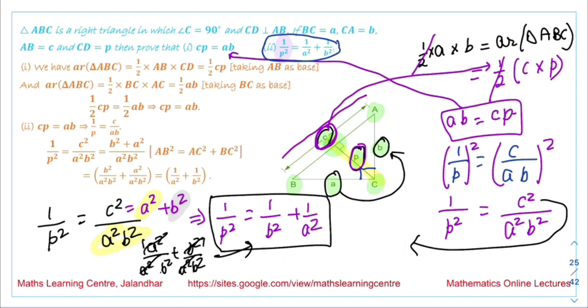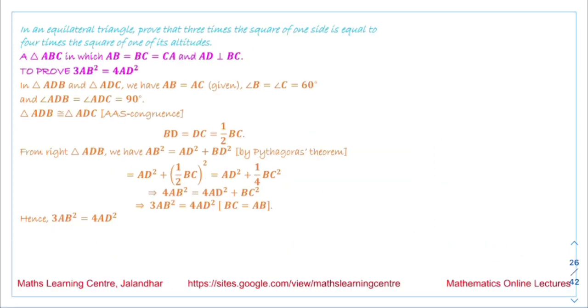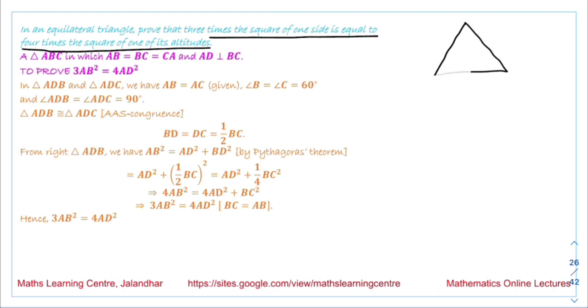Next is, in an equilateral triangle, prove that 3 times the square of one side is equal to 4 times the square of one of its altitudes. So suppose a triangle ABC is given, which is an equilateral triangle.